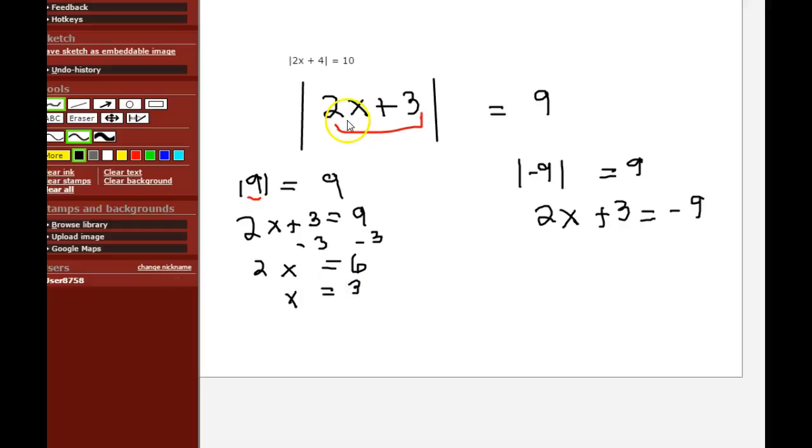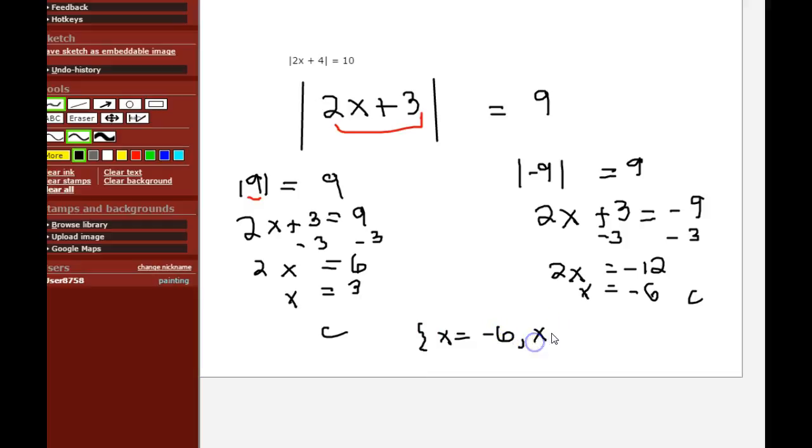Check that out. 2 times 3 is 6, plus 3 is 9. The absolute value of 9 is 9. That's true. And we also can do the other one over here, which is to subtract 3 from both sides. 2x is equal to negative 12. x is equal to negative 6. Check it. 2 times negative 6 is negative 12, plus 3 is negative 9. The absolute value of negative 9 is 9, which is perfect. So our solutions are x is equal to negative 6 and x is equal to 3.